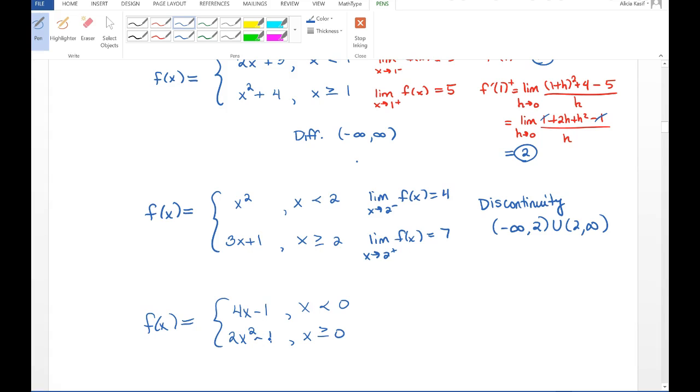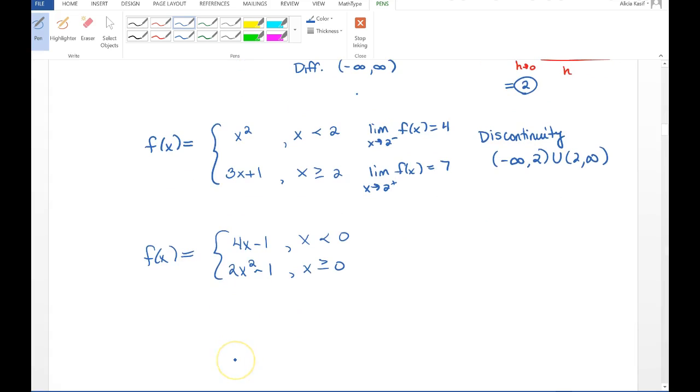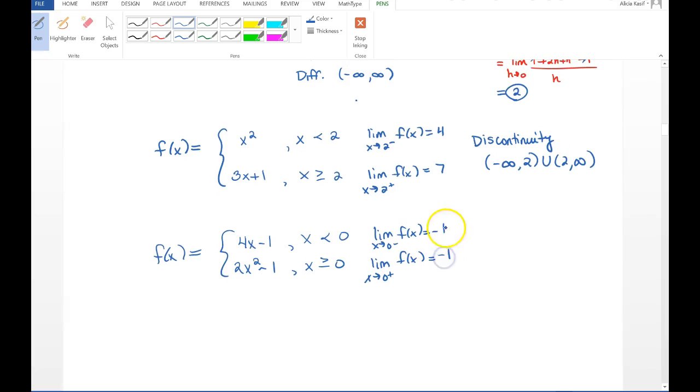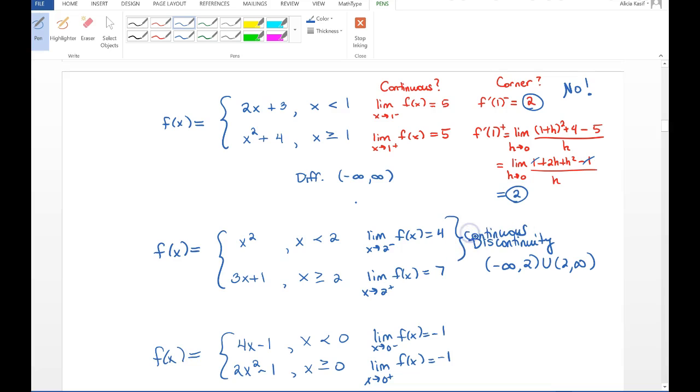Okay, so the next one, 4x minus 1, 2x squared minus 1. So we check continuity. If we look at the limit from the left, we get -1. The limit from the right, we get -1. So that means it's continuous. Now what do we want to check? Just like the one on the top of the page, now we check for a corner.